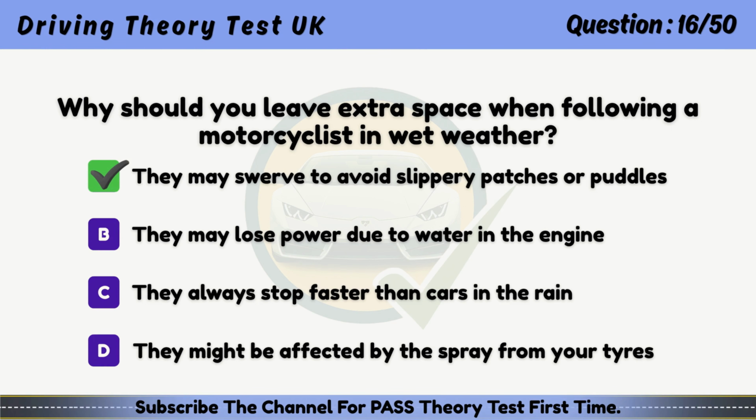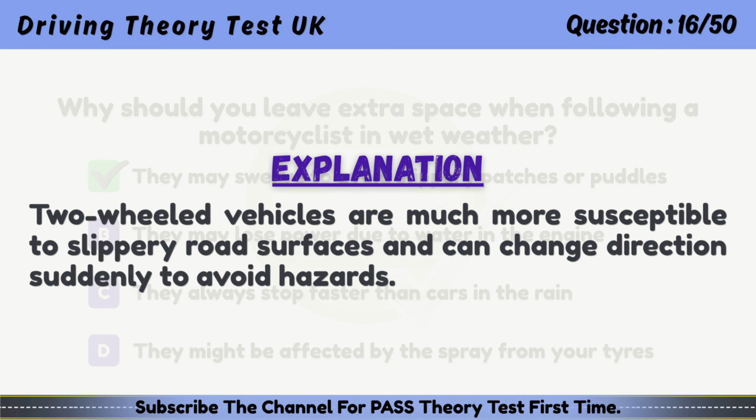Answer is A. They may swerve to avoid slippery patches or puddles. Two-wheeled vehicles are much more susceptible to slippery road surfaces and can change directions suddenly to avoid hazards.